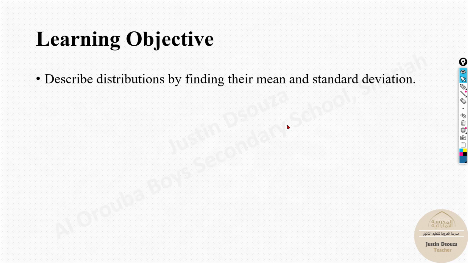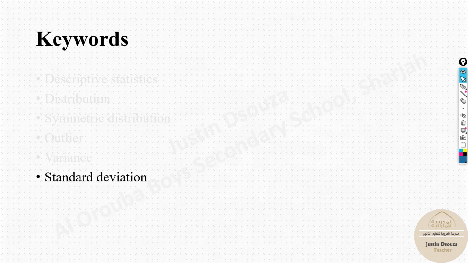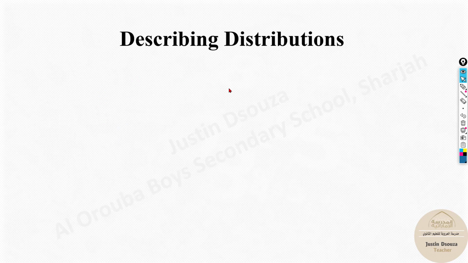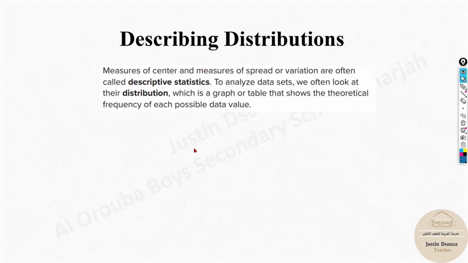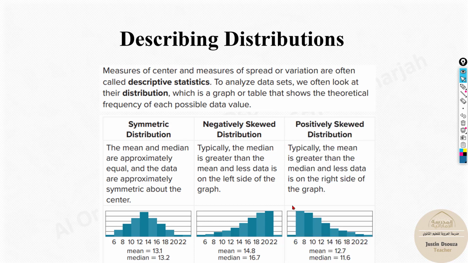And that's it basically. Mean and standard deviation are very important, which we will look into more closely in this lesson. The keywords are descriptive analysis, distribution, symmetric distribution, outlier, variance, and standard deviation. We will come across all of this. Descriptive statistics means something which is described, or distributions. For example, you can see over here there is symmetric distribution, negatively skewed distribution, and positively skewed distribution.